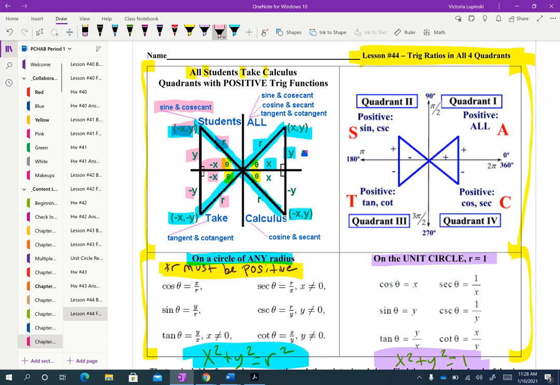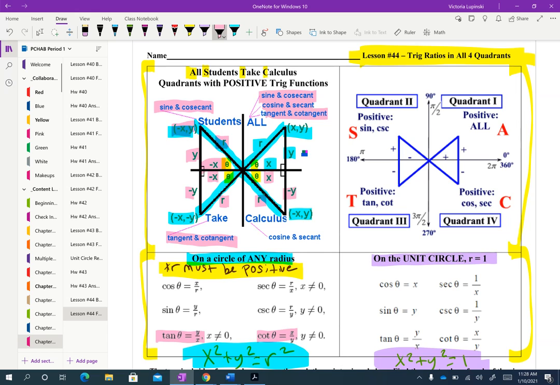Because of the fact that the tangent has one of each. If you divide a negative by a negative, you get a positive, which means that only the tangent and the cotangent are positive in the third quadrant. And then finally, quadrant 4, again, R is always positive, X would be positive, and Y would be negative.